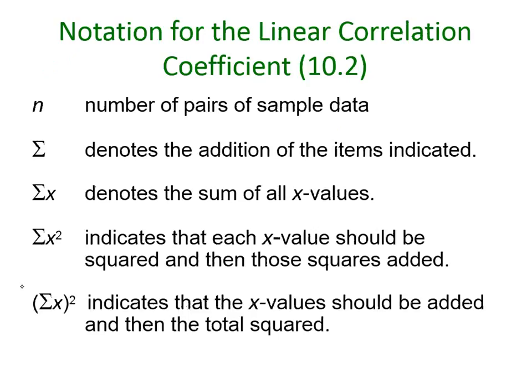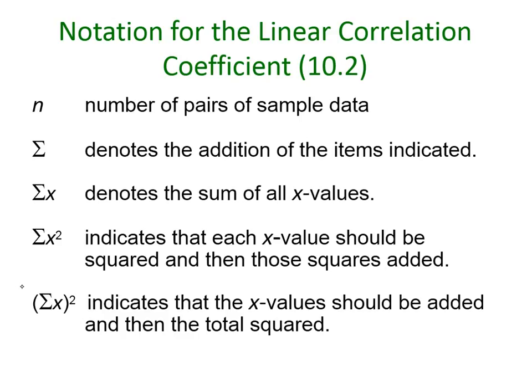All right, so now the notation for our linear correlation coefficient. We are still using n for the number of pairs of sample data. So we're still looking at the number of sample data, but they're ordered pairs because you're taking both of those points together. Sigma is telling me the sum. You're adding all those values together, so this is your sigma adding everything that comes afterwards.